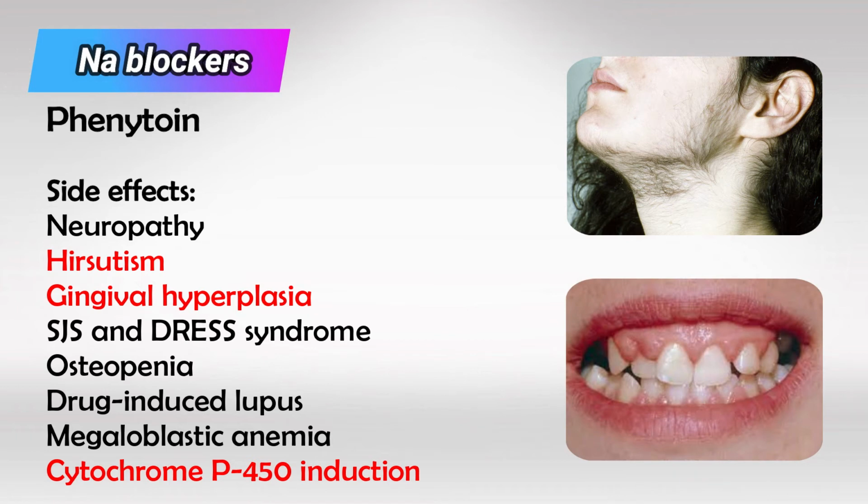It can have a high chance of causing Stevens-Johnson syndrome, DRESS syndrome, osteopenia, SLE-like reaction, megaloblastic anemia, Huntington syndrome, and it can induce cytochrome P450. It does have quite a number of side effects, but that's only true because the medication is so effective. Remember that medications are only toxins, but with the right dose.